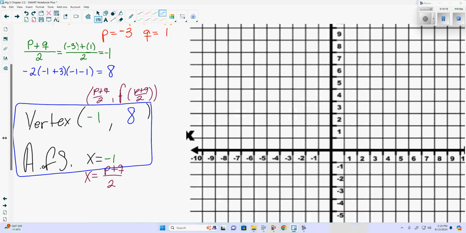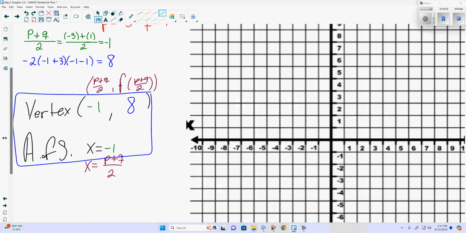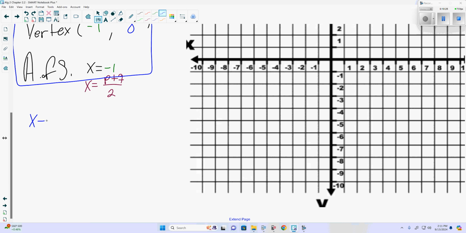And we have the vertex and the axis of symmetry, yes? And for the ones that we did yesterday, that would be it. But this one wants one more piece of information. We need to find the x-intercepts. And the x-intercepts are p comma 0 and q comma 0.